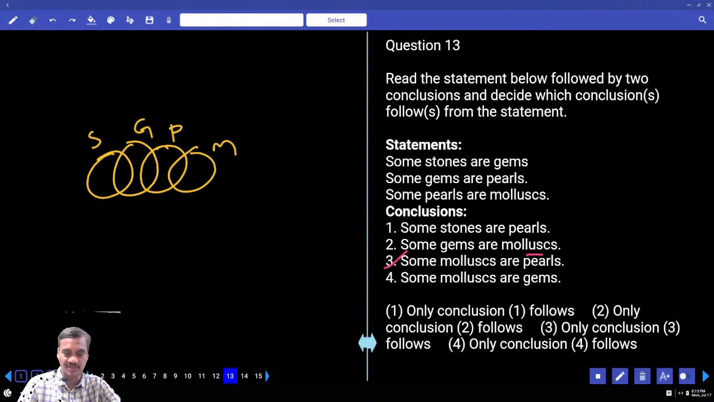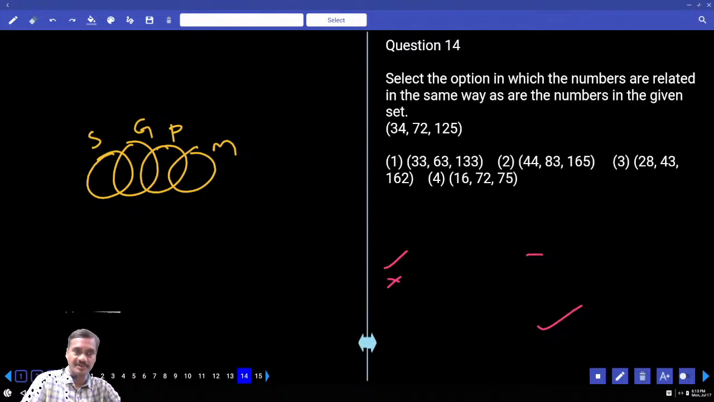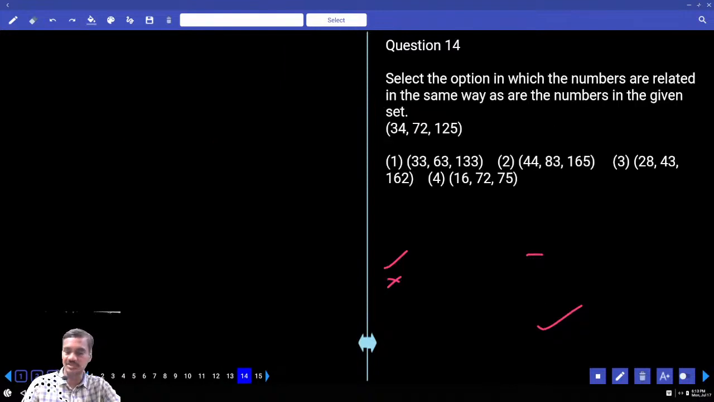And some mollusks are gems. Mollusk and gem, no relation. Hence, what is your answer? Only 3. Only 3, choice 3, question number 13. Then, my next one, coming to question number 14.